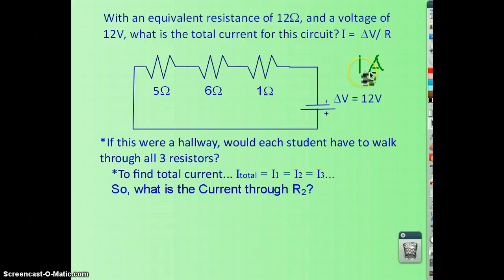the total current, which is 1 amp, is equal to the current through each resistor. Each resistor gets 1 amp, 1 amp, and 1 amp. So what's the current through this one? 1 amp. There's our second rule. In a series, the total current is equal to all of the different individual currents.